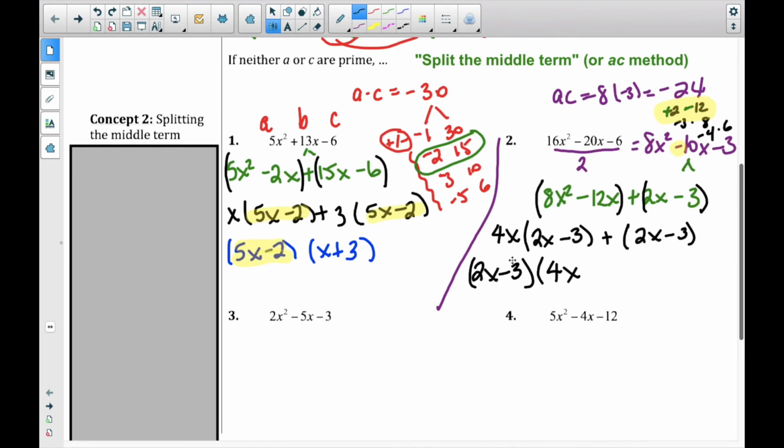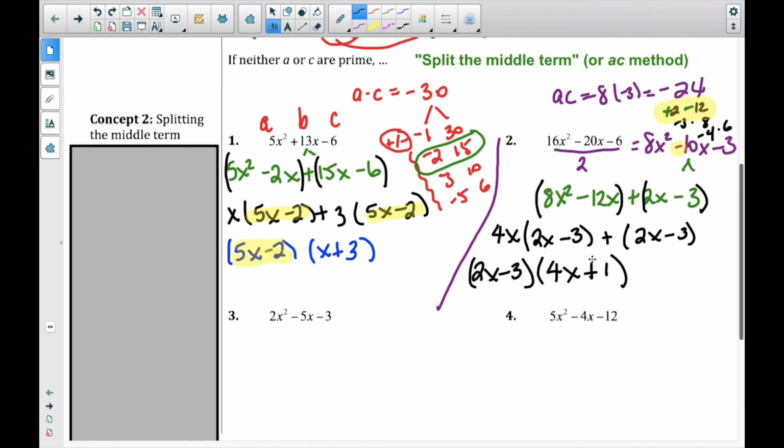Because remember, we are supposed to check it by distributing. Well, if we distributed it, there would be nothing left over here. What do we need? We need a 1. Now, if we distribute this, we get 2x minus 3 times 4x, which is what we have here, 2x minus 3 times 1, which is what we have here.